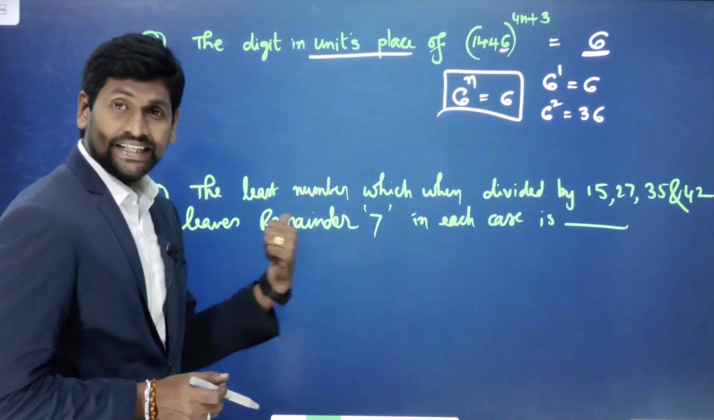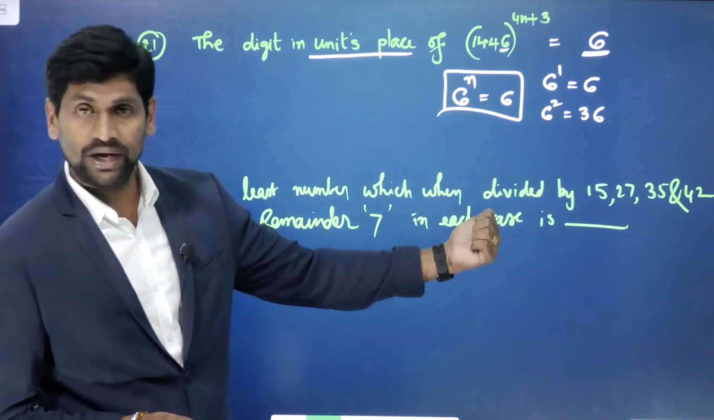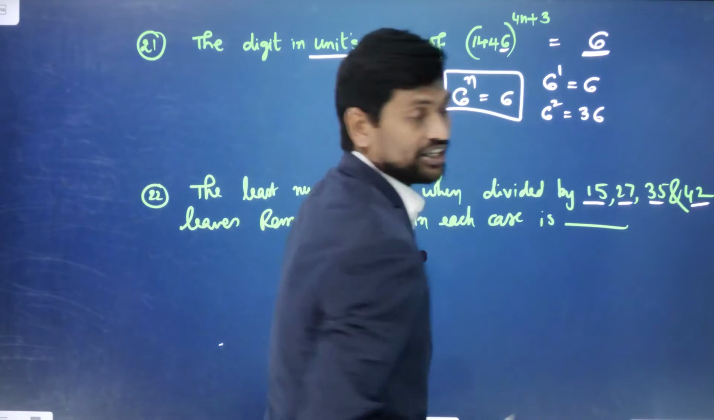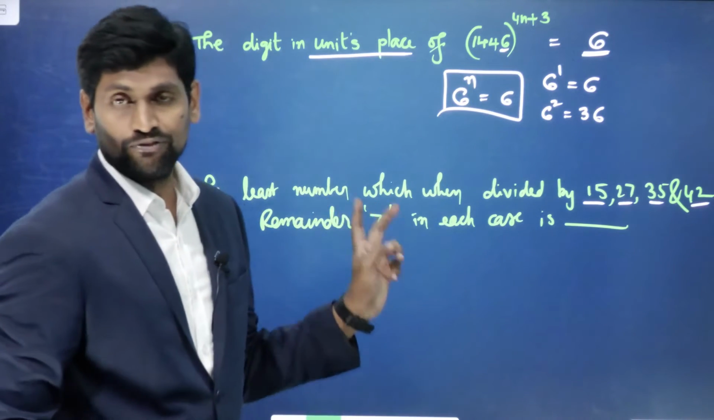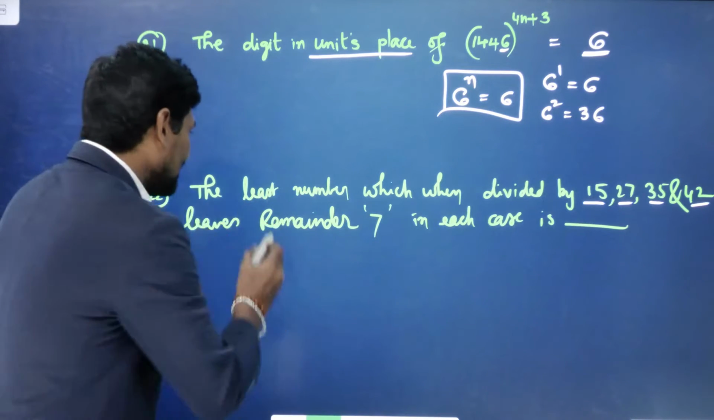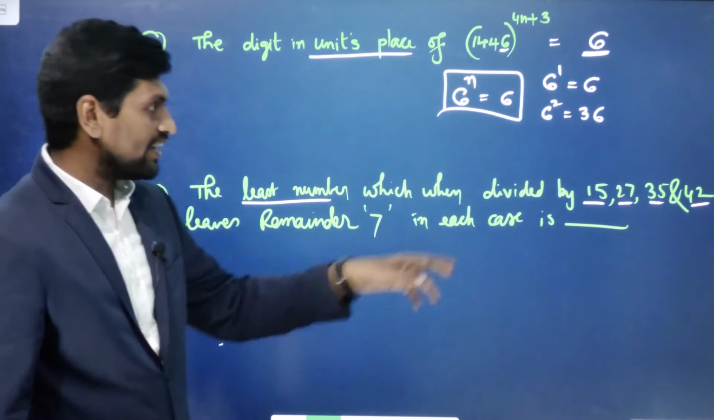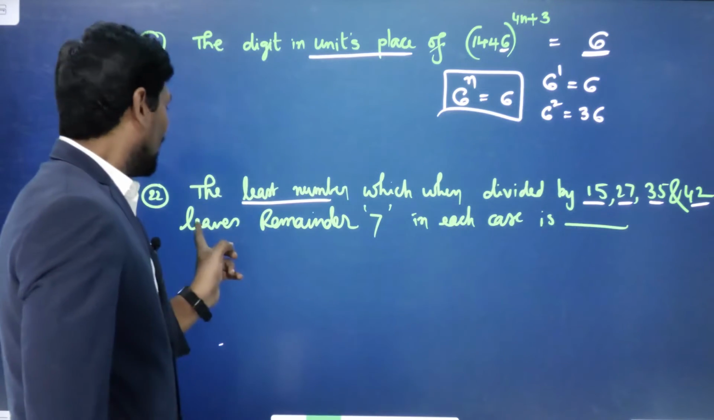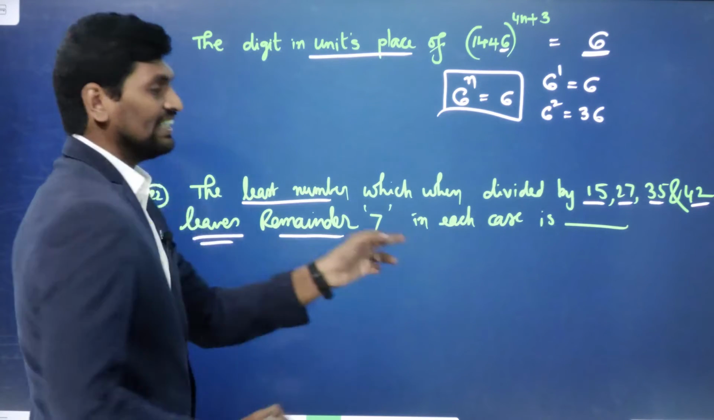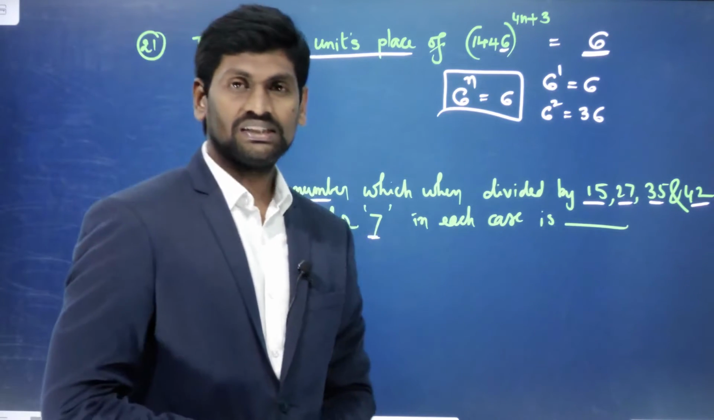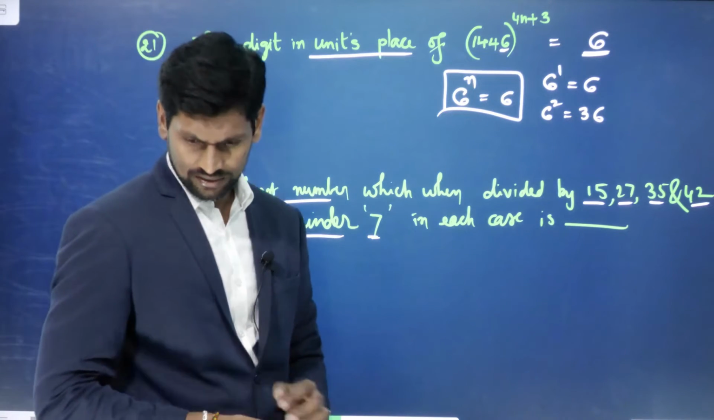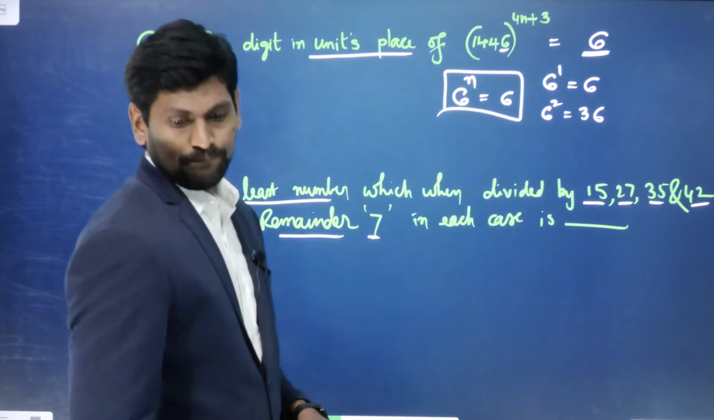See here, the least number which when divided by 15, 27, 35 and 42. There are 4 two-digit numbers given. We need to find the least number which when divided by all these numbers leaves the remainder 7 in each case.